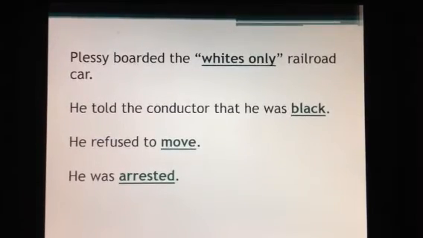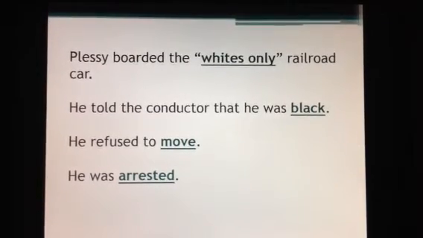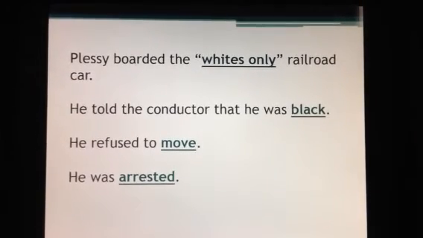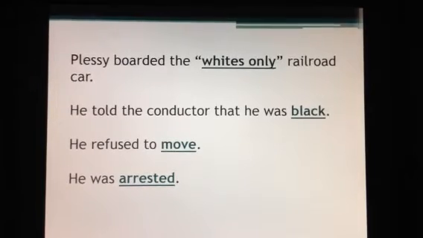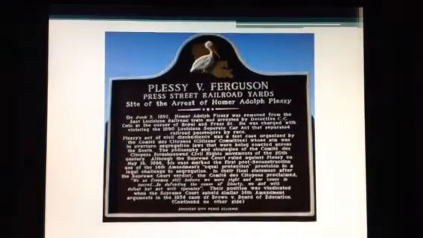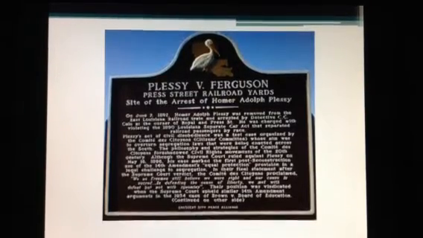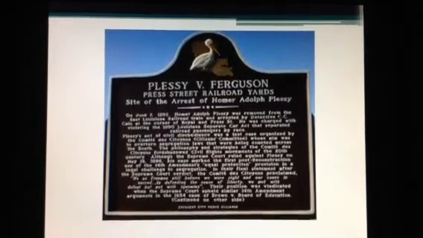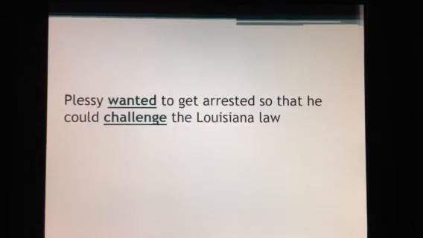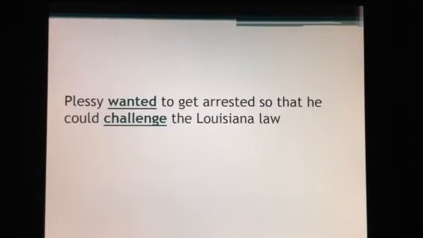Plessy boarded the whites-only railroad car. He told the conductor that he was black. He actually had to tell the conductor, "Oh, by the way, I'm a black man." He refused to move when the conductor told him that he could not stay in the car. He was arrested. There's a landmark at Press Street Railroad Yards, site of the arrest of Homer Adolph Plessy in Louisiana today. Plessy wanted to get arrested so that he could challenge the Louisiana law.